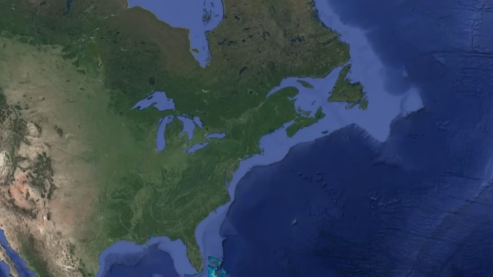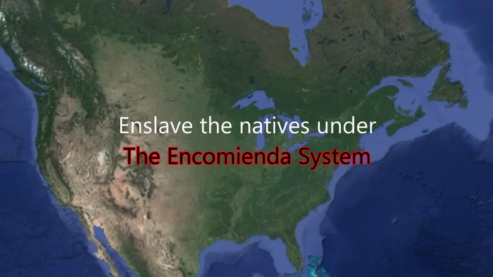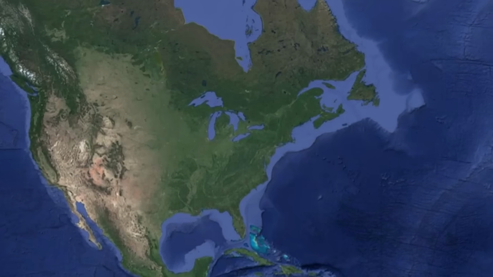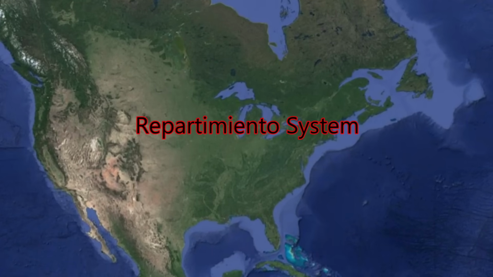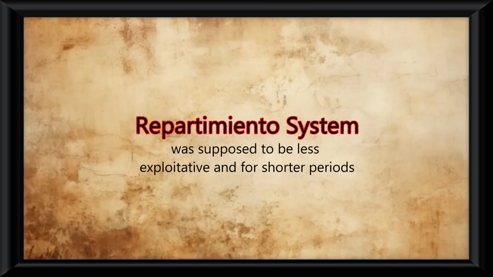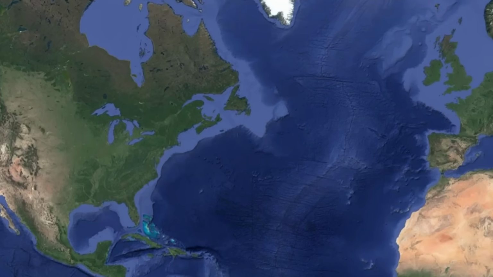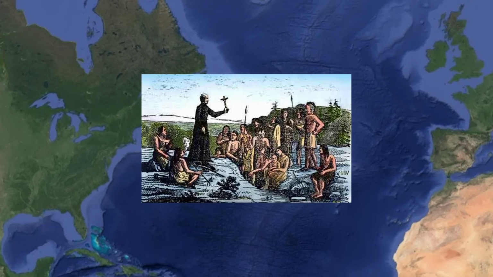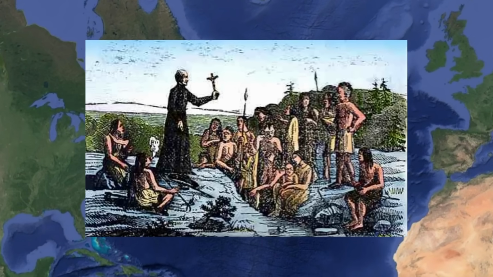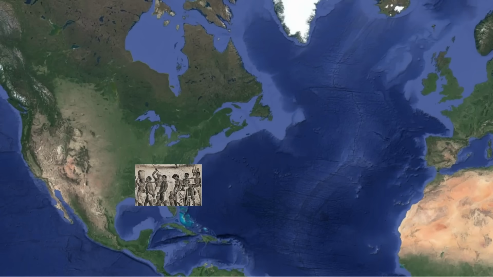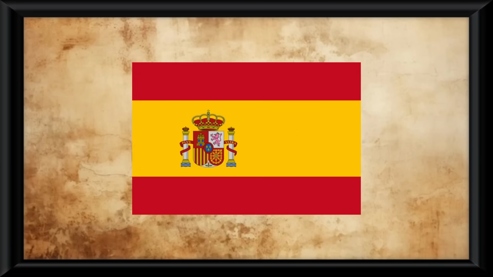So the Spanish find the New World and try to enslave the natives under the encomienda system. This, however, faced criticism throughout the country, so in some areas they replaced their system with the repartimiento system, which was supposed to be less exploitative and for shorter periods. But it still led to horrid conditions for the natives. In an attempt to justify their colonization, the Spanish forcefully converted a fair amount of the natives to Christianity. And after the slavery of the natives didn't really work, they transported slaves from Africa and enslaved them to work under a system called asiento. Okay, that's the Spanish way in the New World.